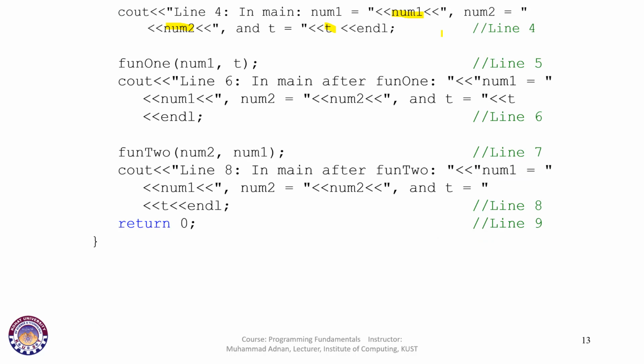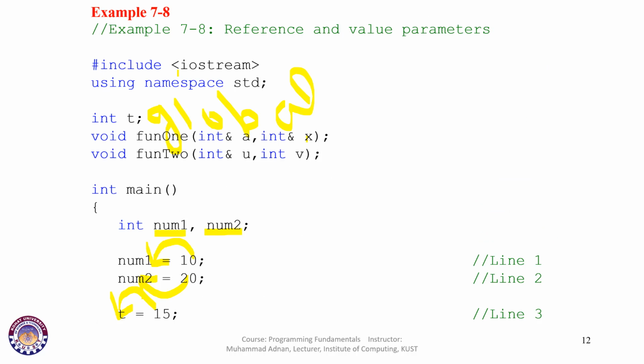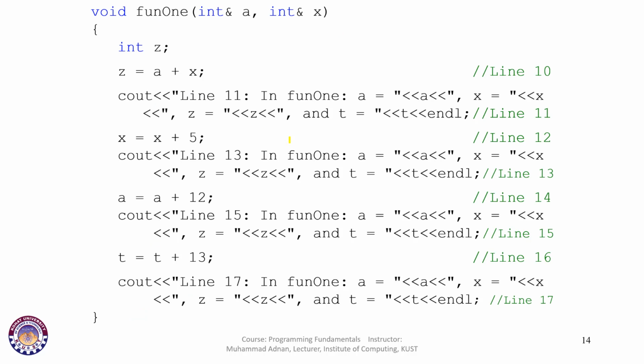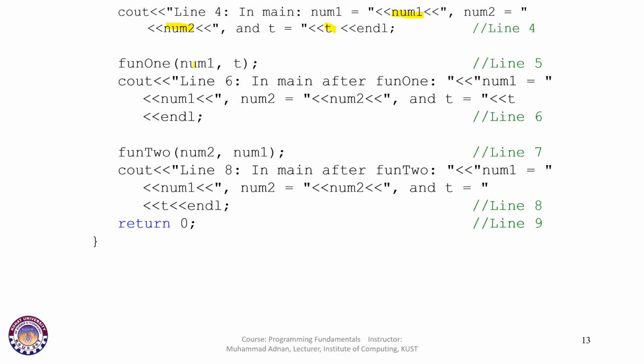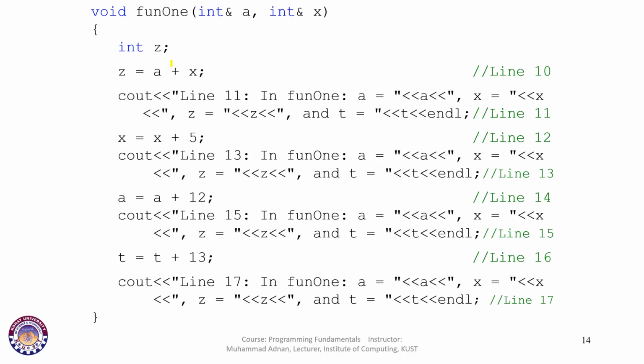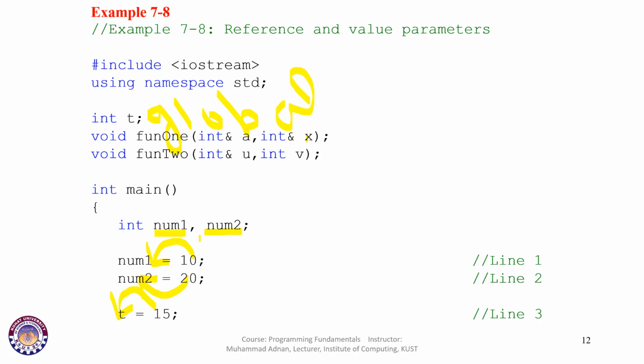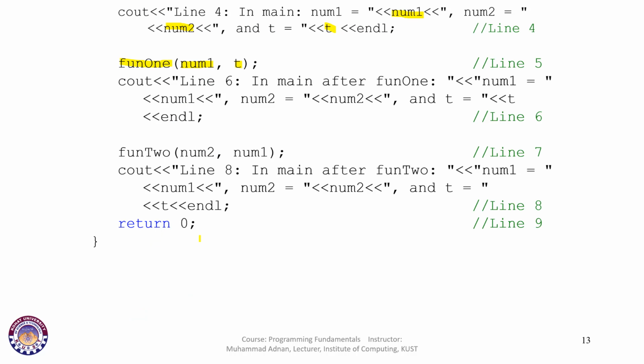So far so good. Then we are calling function 1. Remember, function 1 takes references, so it is called by reference. We are passing the address of num1 and t. Because these addresses are passed, changes made in function 1 will also be reflected in the main function. Let us jump to function 1. We get the reference of num1 and t. Remember that num1 had the value of 10 and t had the value of 15.